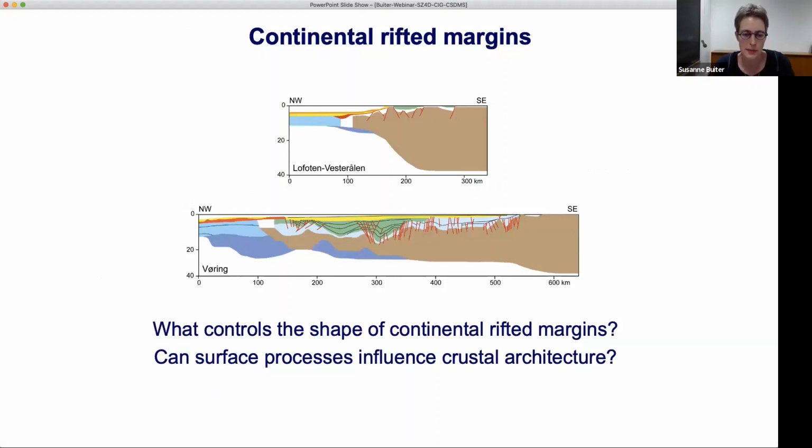And that, of course, first brings up the question, what in the first place controls the shape of continental rifted margins? Why are some margins narrow and other margins more wide? And can surface processes play a controlling role in determining this architecture? And of course, I'm going to argue that sedimentation and erosion are important, but I hope that I can convince you of the importance of the role of surface processes.